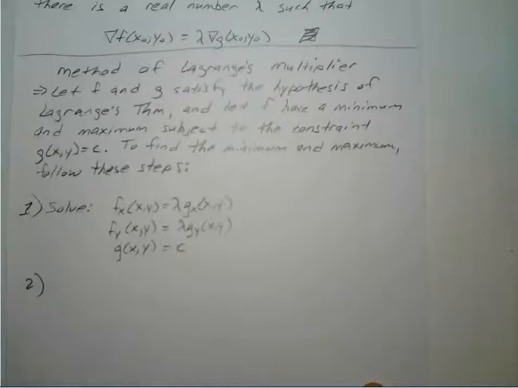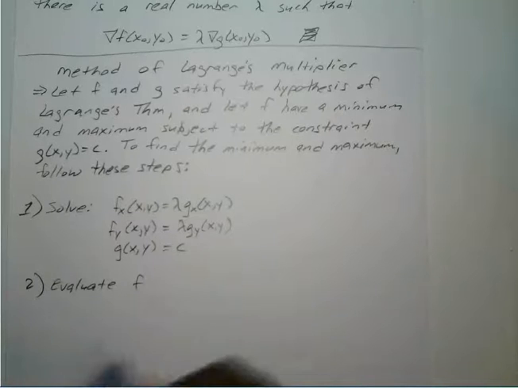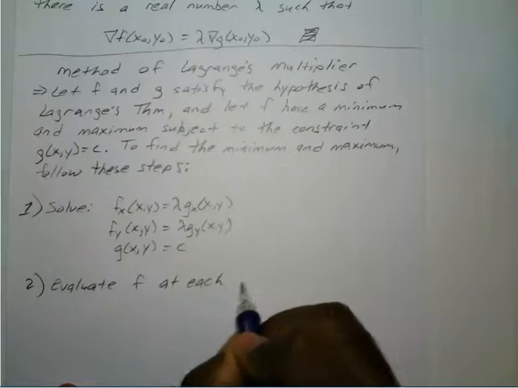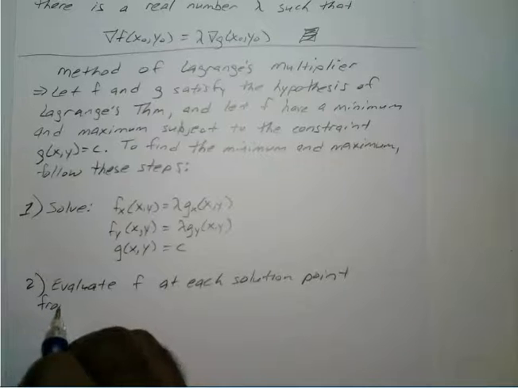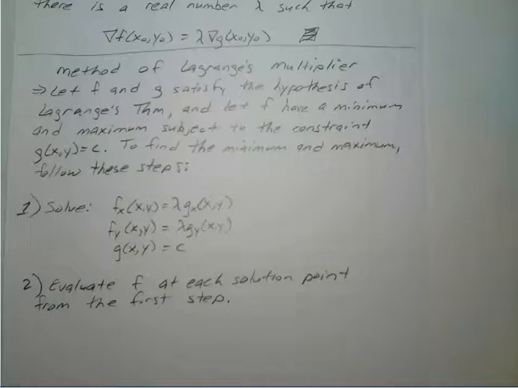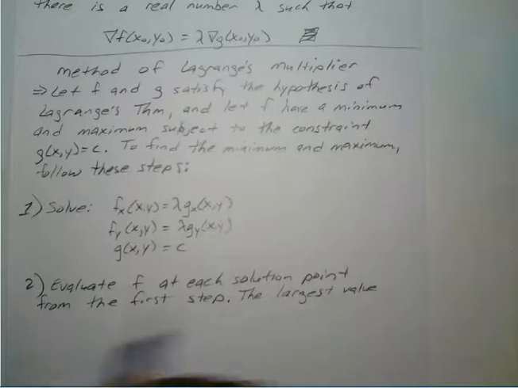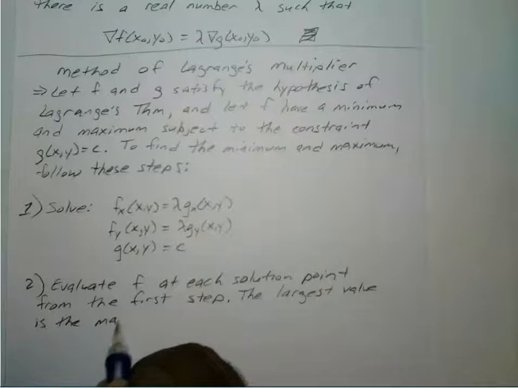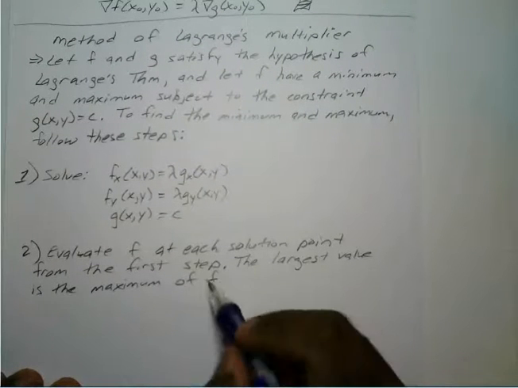Okay. Two, you want to evaluate your function f at each solution point from the first step. Now, once you evaluate them, the largest value will be your maximum, and the smallest value will be your minimum. Okay, so the largest value is the maximum of f, subject to the constraint.